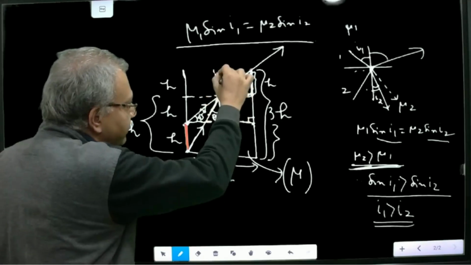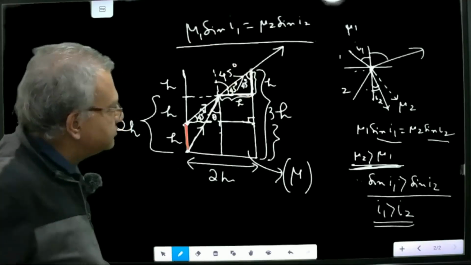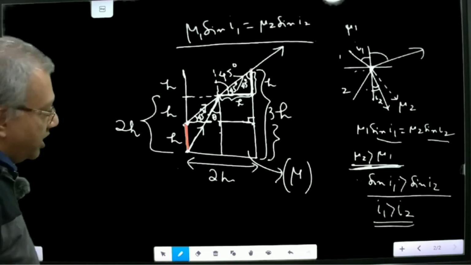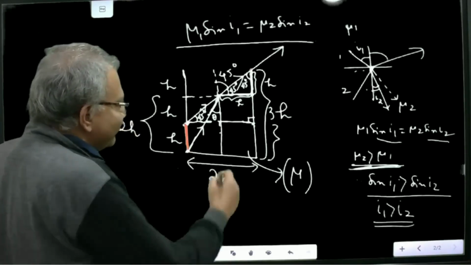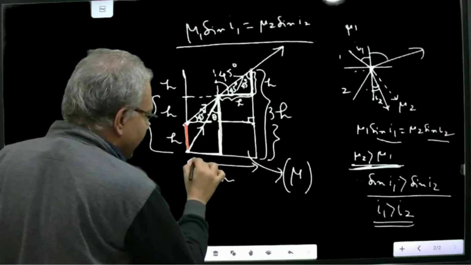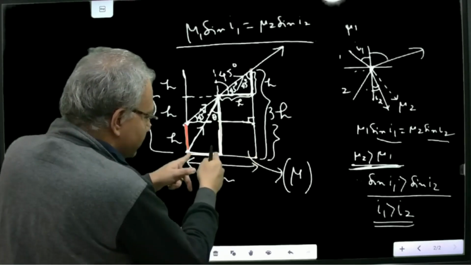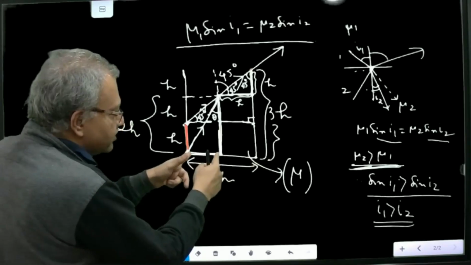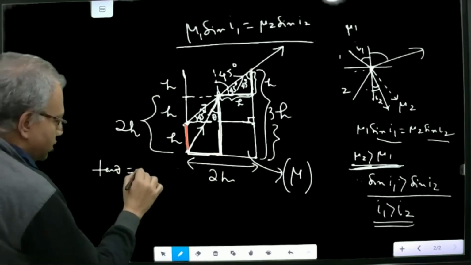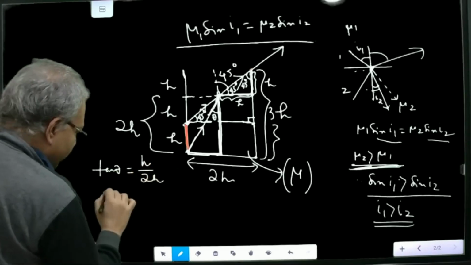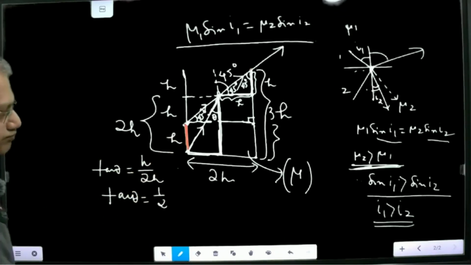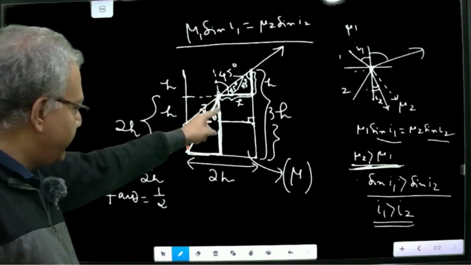This is the 45 degree, isn't it? You're understanding my point? Now see, how can I find the theta? You can see this is my 2h, this is my h, because already we found this is h. Total length is 2h, so this is h, and this is 2h. So therefore, tan theta can be found is equal to h divided by 2h. Therefore, tan theta I can write half, h by 2h.